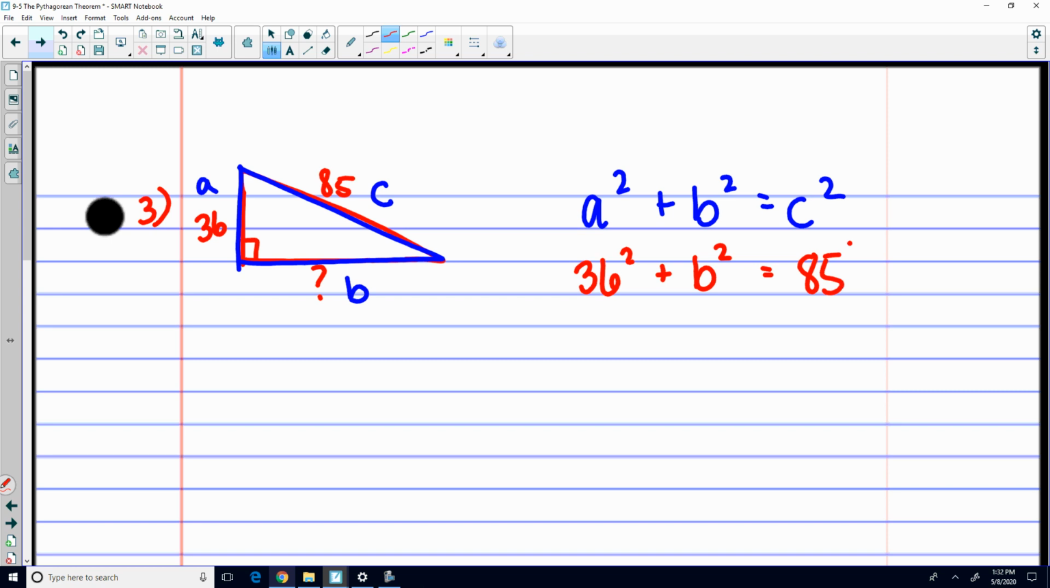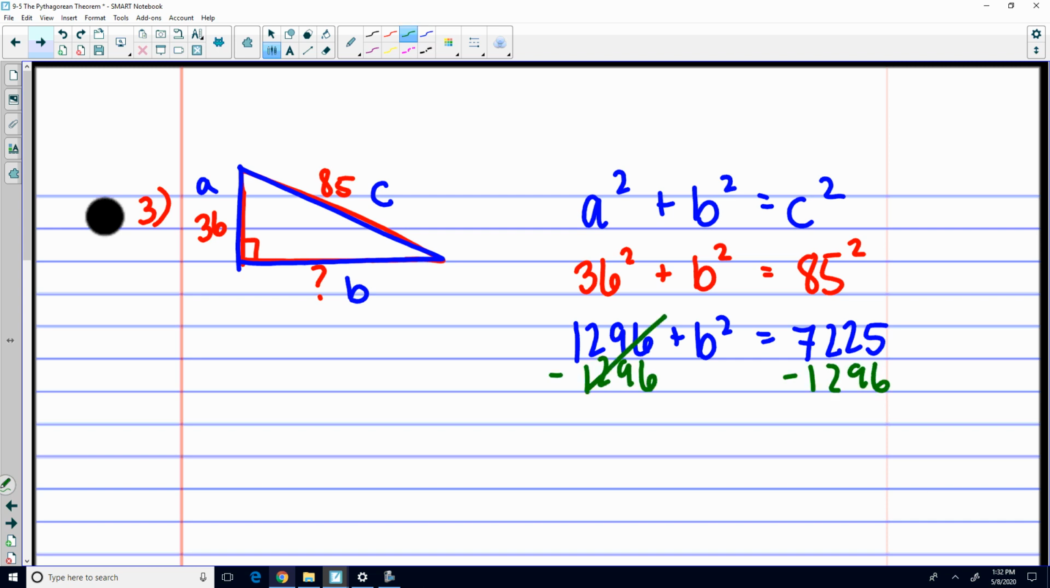Ooh, 85 squared. That, again, will be another large number. All right, I'll give you the answers, but you're going to need to use your calculator, obviously. 36 squared is 1296. I do not know B squared. 85 squared is 7,225. Solve the equation. Minus 1296. Gone. B squared is 5929. All right, I'm going to check on my calculator. Is that a perfect square? And actually, it is. It's 77. So let's think if that's reasonable.